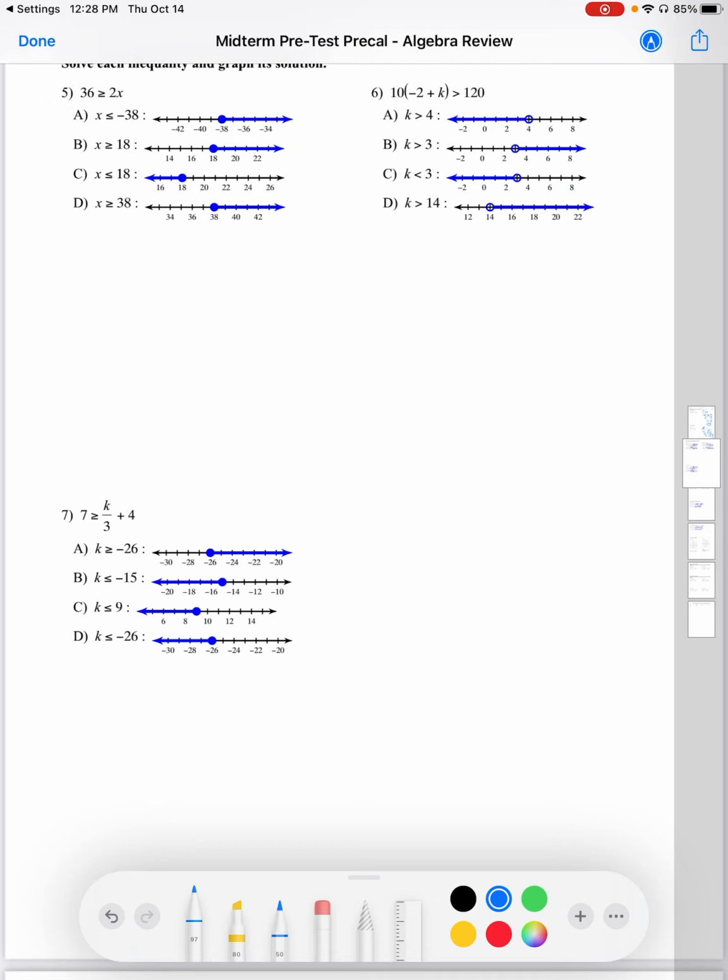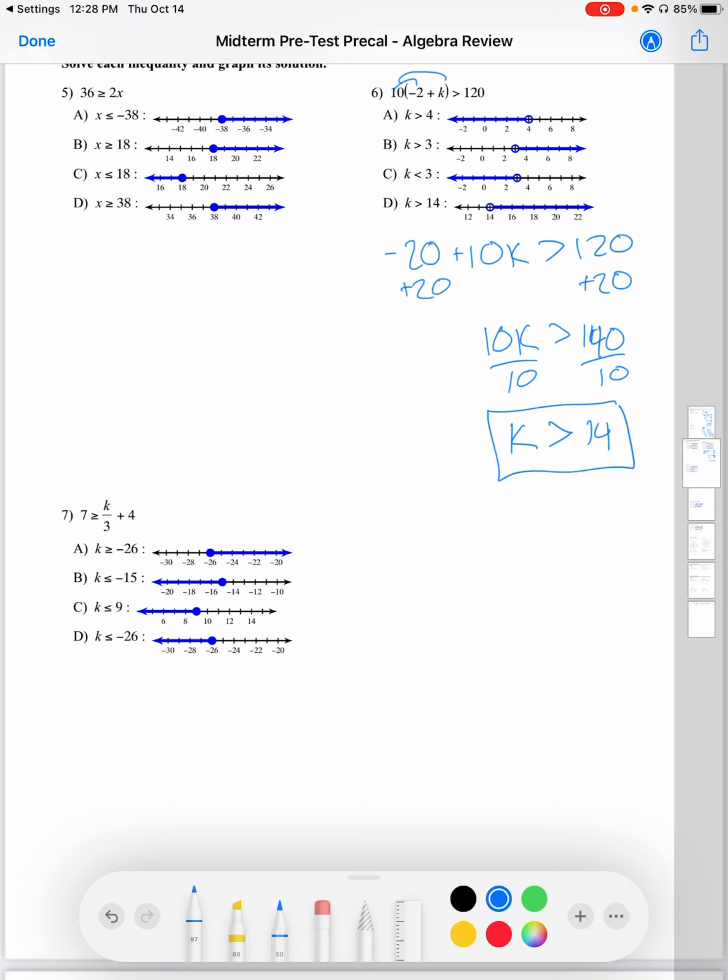Number 6 here, 10 is going to multiply. Greater than 120. Opposites. Divide by 10. K is greater than 14. It's going to be D.